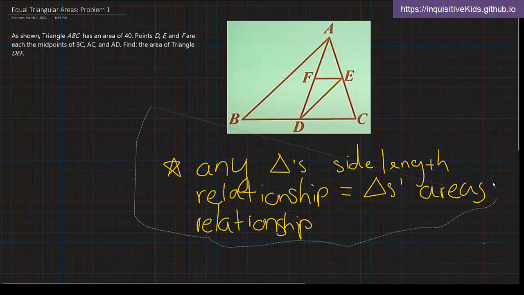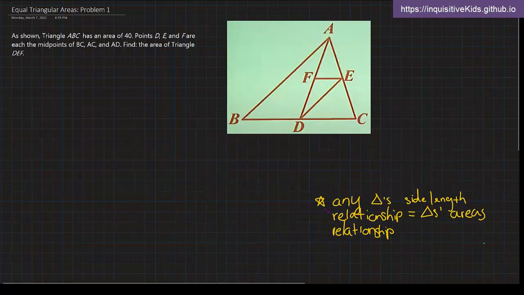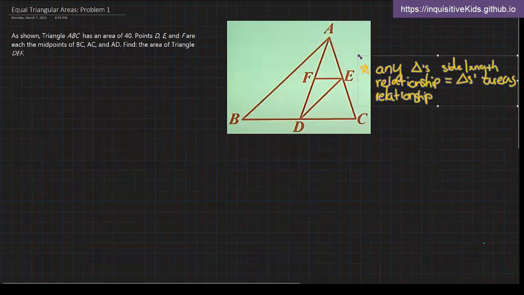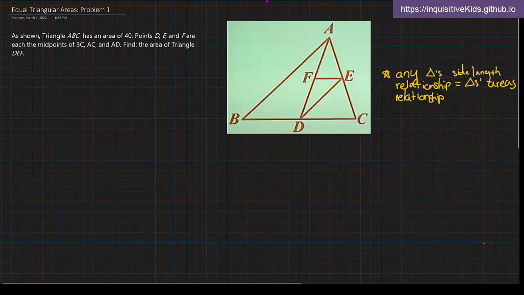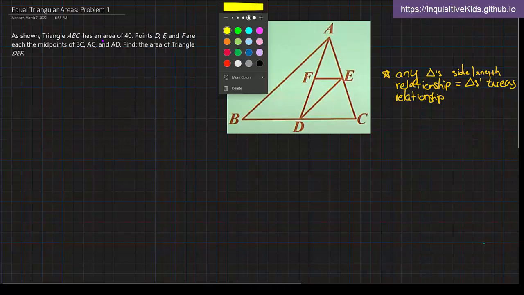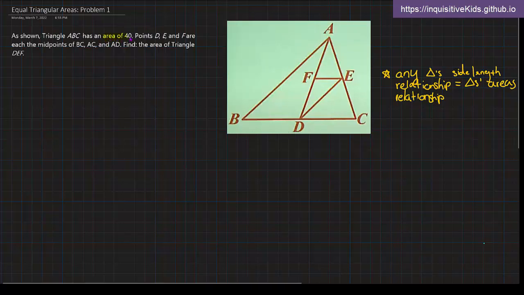Now that we've explained what this means, I'll just set this to small mode, so we have more space for the problem. As shown, triangle ABC has an area of 40. And points D, E, F are each the midpoints of BC, AC, and AD. So we're trying to find the area of triangle DEF.